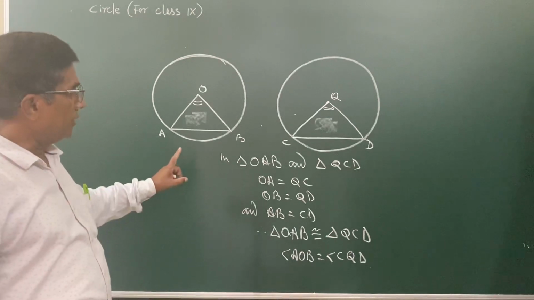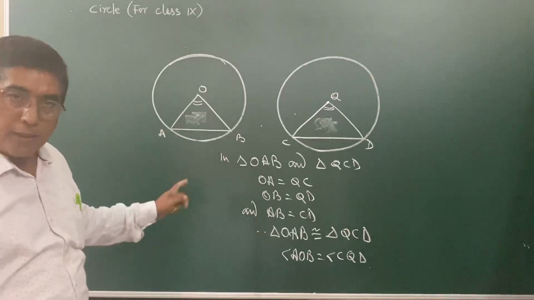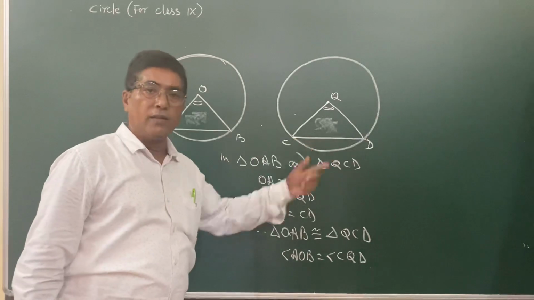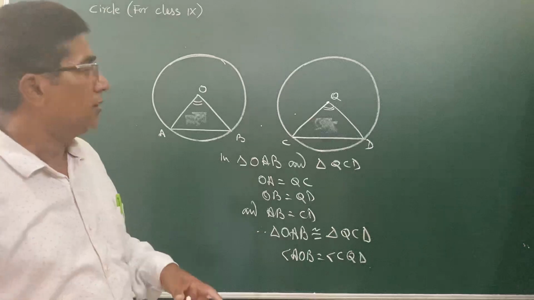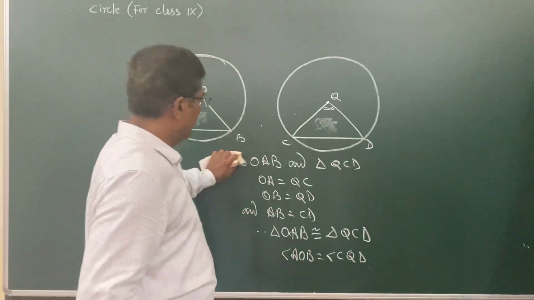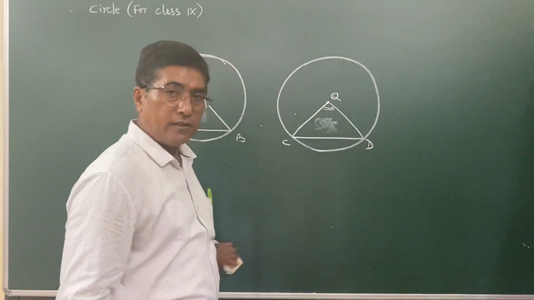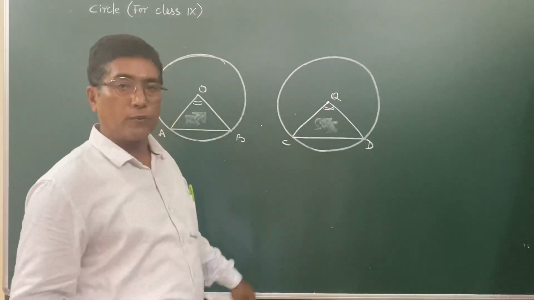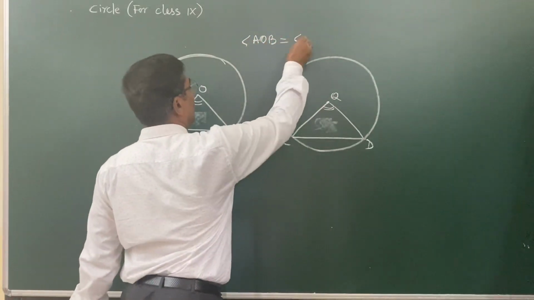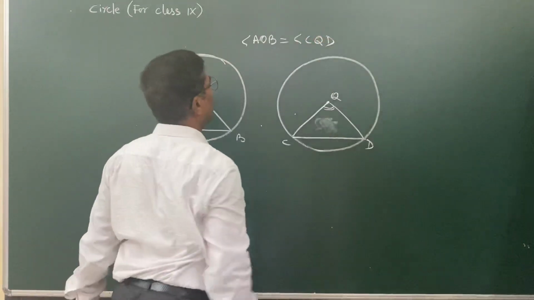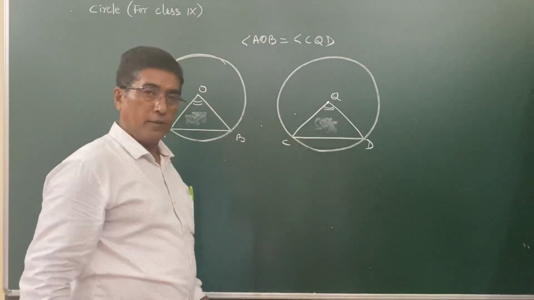Alright, so what we have got is that if two congruent circles are there, or in the same circle, if chords are equal, they will subtend equal angles at the center. Am I clear? The next part is if two chords subtend equal angles at the center in congruent circles, then the chords are equal. Now you are told angle AOB is equal to angle CQD. You are to prove AB and CD equal.